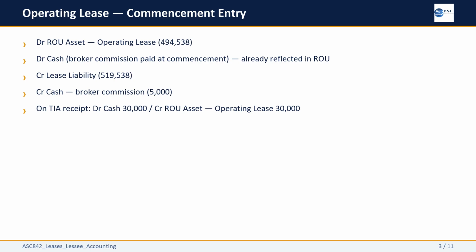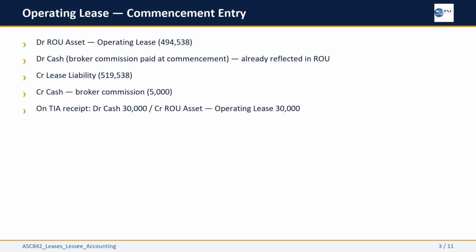Here is the operating lease commencement entry. The lease liability is the present value of future payments, $519,538. The broker commission of $5,000 was paid at commencement and is an initial direct cost that goes into the ROU asset. Debit the ROU asset for $494,538, which equals the lease liability plus the commission minus the TIA. Credit the lease liability for $519,538. Credit cash for the $5,000 commission payment.